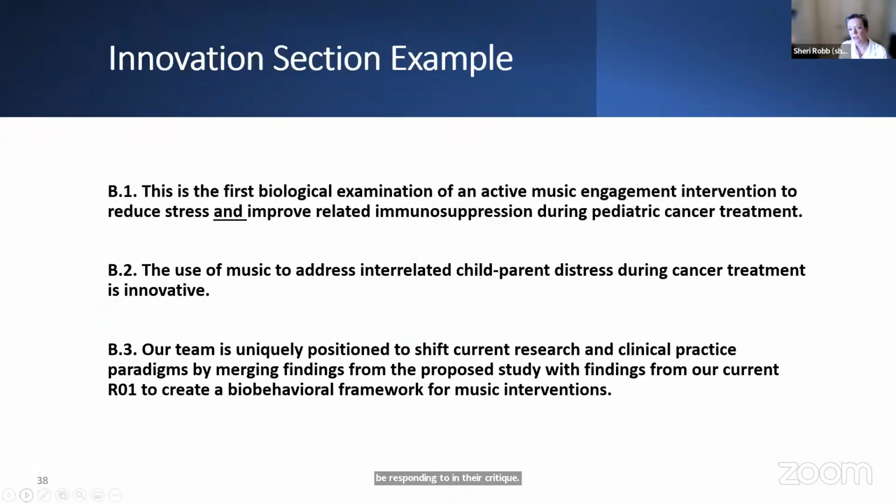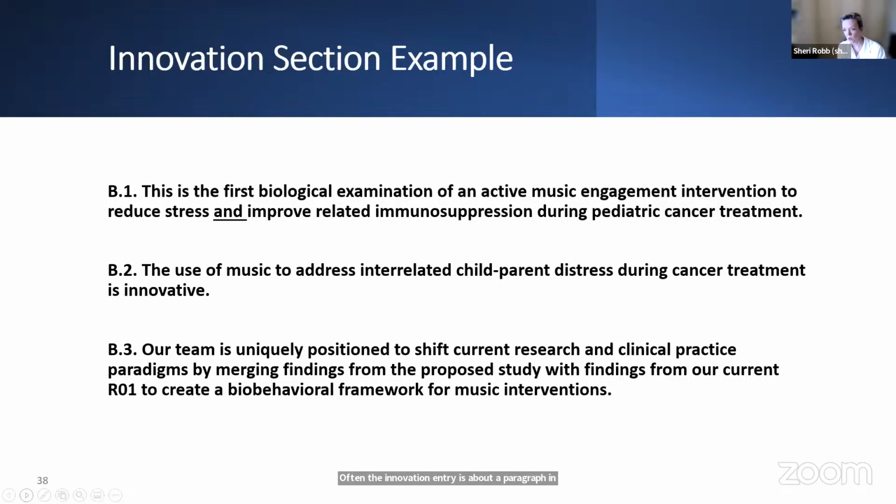Okay, and this is an innovation section example, not the full entry, but again, our team elected to use headers to highlight the innovations of our particular grant application. Often the innovation entry is about a paragraph in length, but it can be longer.